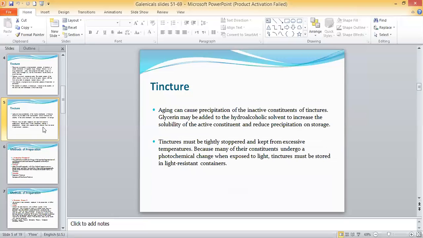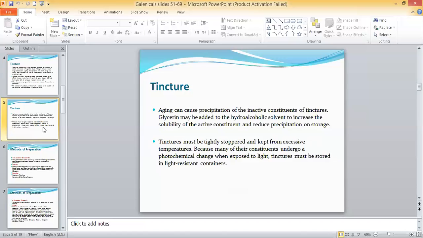To prevent that precipitation, glycerin is added to the hydroalcoholic solvent to increase the solubility of the active constituents and reduce the precipitation on storage. So there is a remedy for the precipitation: glycerin is added, and by the addition of glycerin, the active constituents will be solubilized in the solvent, and the precipitation will not occur if the tincture is stored for a long period of time.